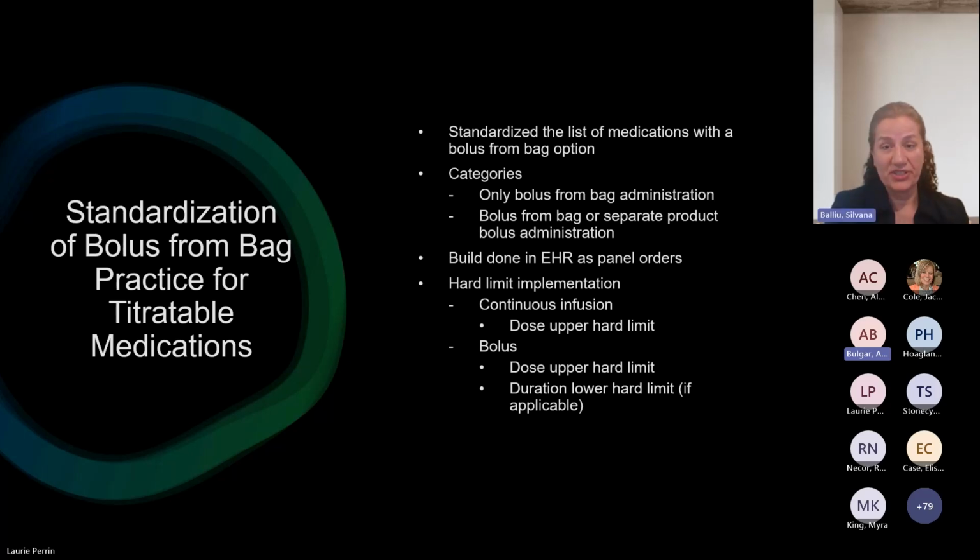However, there are some exceptions to this rule, and the exception was the insulin. The concentration of the insulin infusion is 1 unit per ml versus 100 units per ml for the vial. So to minimize the risk of the wrong bolus dose, and also the risk of incorrect concentration mix-up, for insulin, the only way to administer the bolus dose is the bolus from bag.